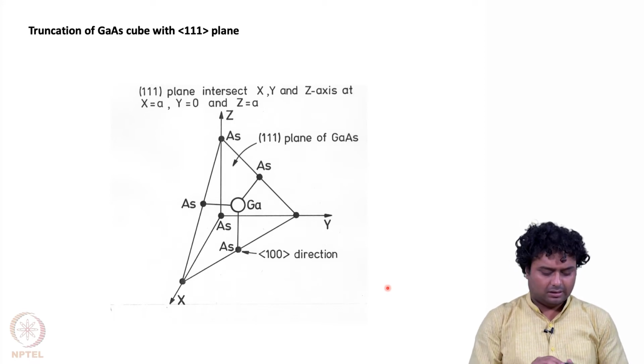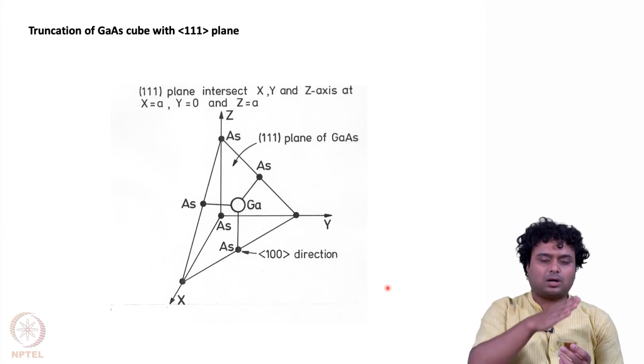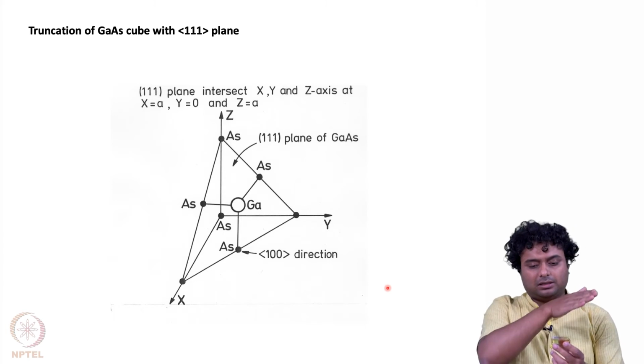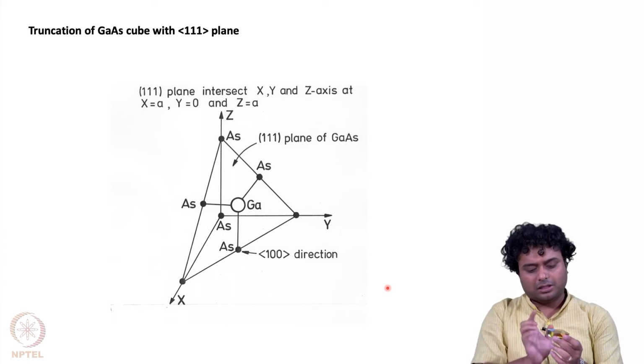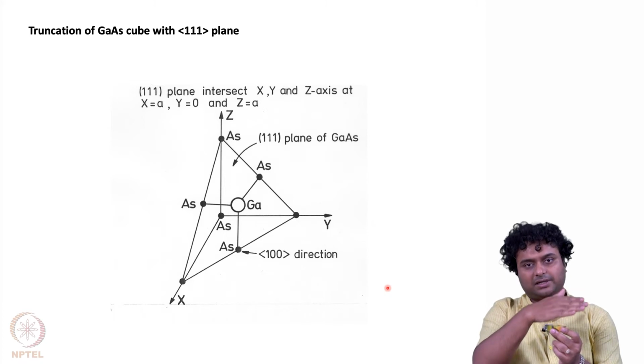Let us say this is the crystal structure, so you have atoms sitting at different corners, and then you are cutting it with the 111 plane. That means you are cutting it like this somewhere. So if this is the x axis, this is the y axis, and this is the z axis, then all the axes are cut by this plane at 111, or a, a, a, right.